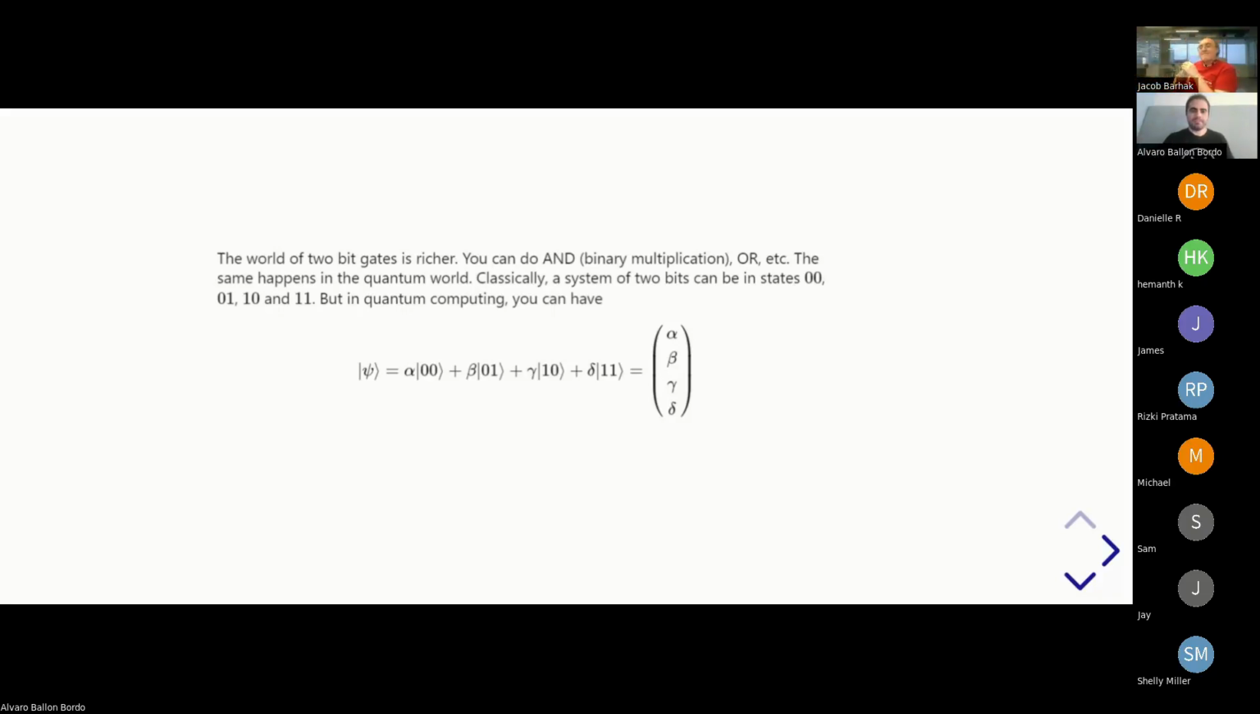Yeah, let's keep going. So yes, we're going to see that in a moment. But I want to talk a little bit about what happens when you have 2 bits. With 2 bits, that's where the power of our current computers comes from. You can do binary operations such as AND, etc. You can apply all these types of gates. And the same happens in the quantum world. In the quantum world, we can do operations on 2 qubits.